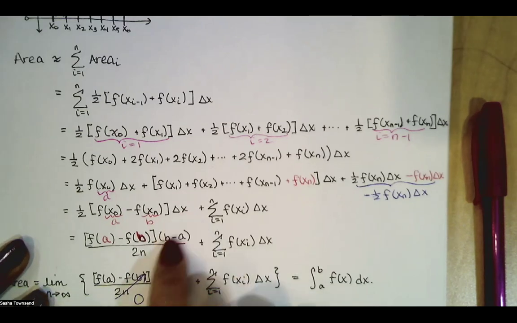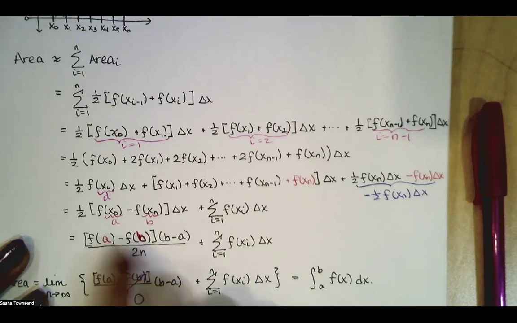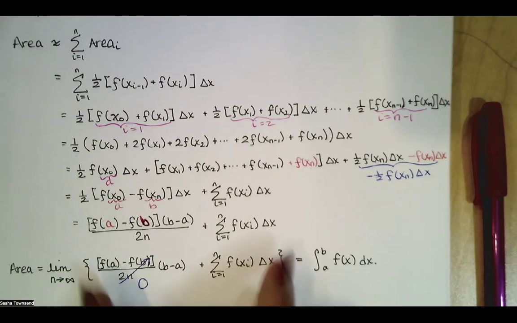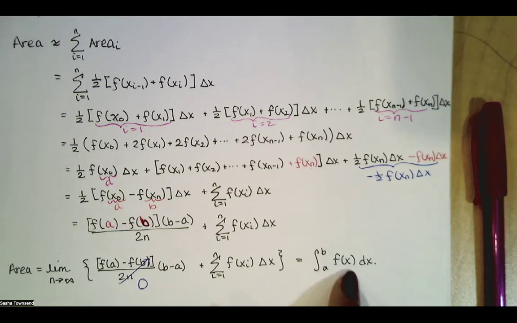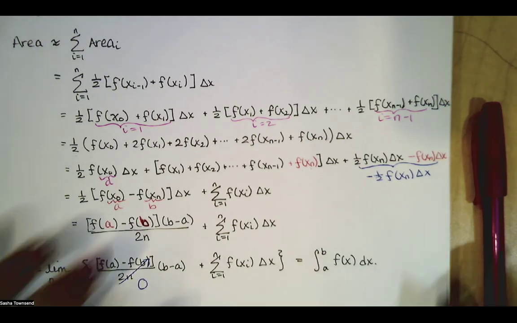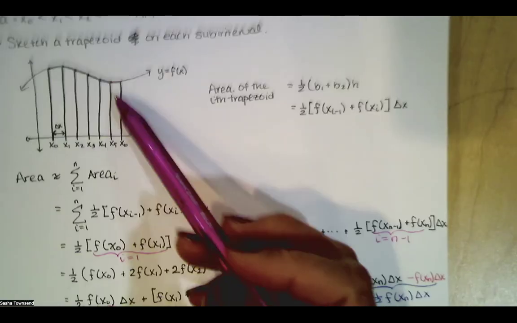And then we can replace delta x with b minus a divided by n and write that 1/2 as a 2 in the denominator. And so we get this expression. This is our area. So if we take the limit now as n goes to infinity, this term goes to 0. And we end up with the limit as n goes to infinity of a Riemann sum, where we're using the right endpoints for our intervals. So that actually equals the integral from a to b of f of x dx. So that's really nice. We know that if we take more trapezoids, we're going to get an even better approximation.